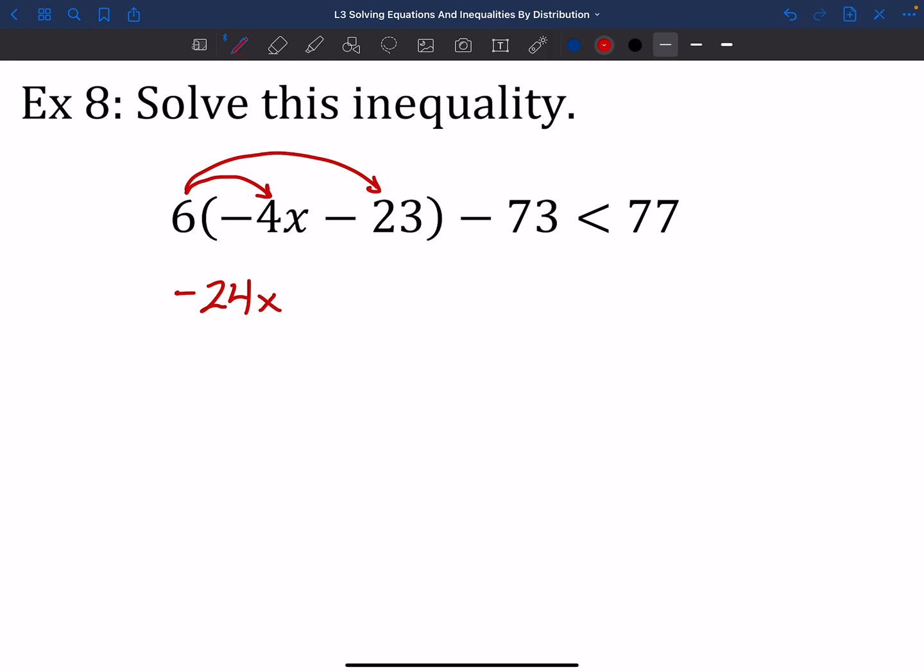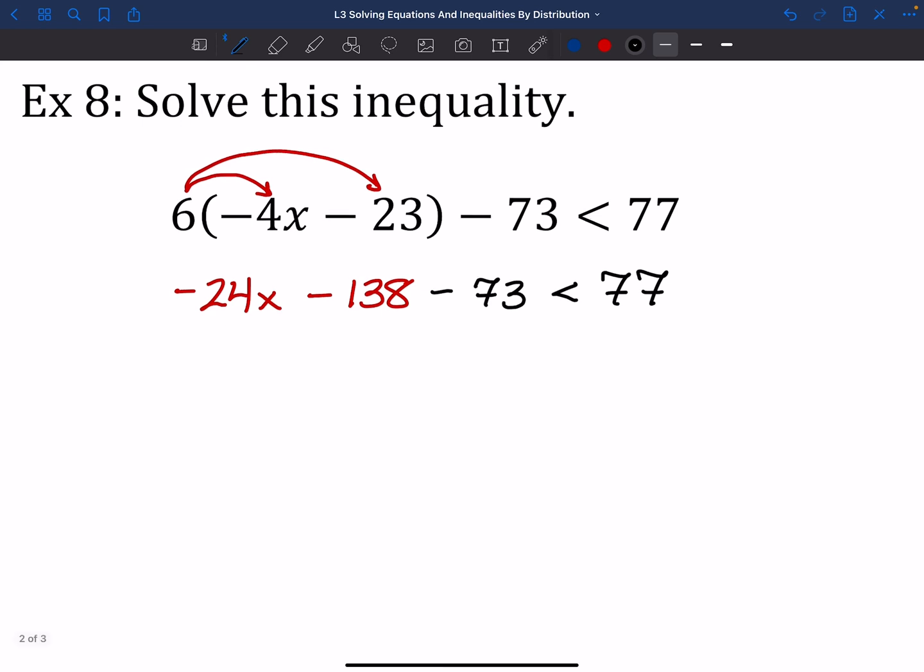Oh man, 6 times -23, that's going to be -138. And again, use a calculator if you're not sure about it. After that, I'm just going to bring everything else down. -73 less than 77. Okay? And again, this is an inequality. We got to be a little careful.